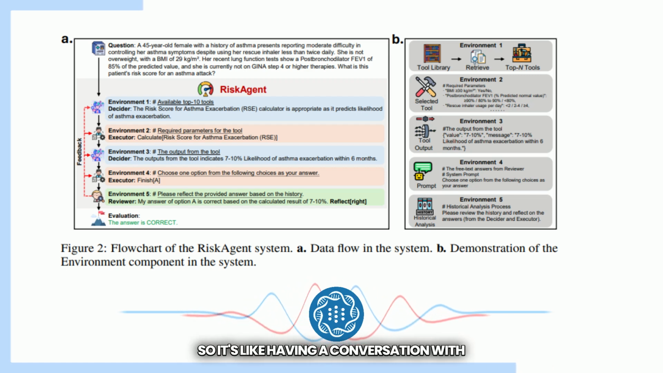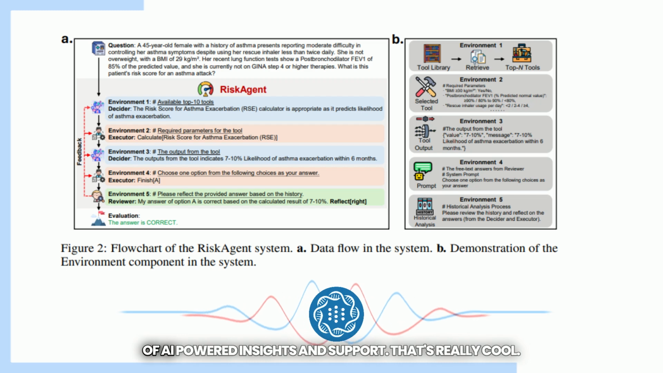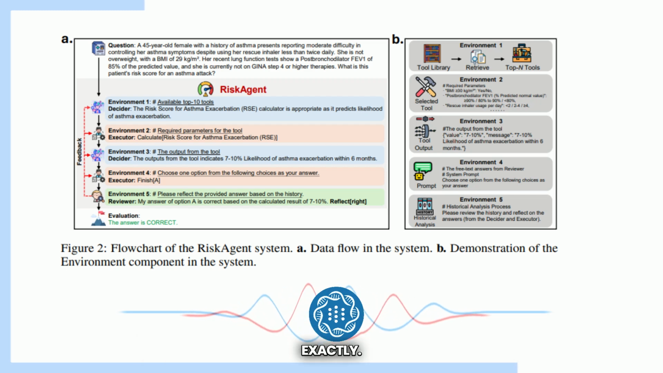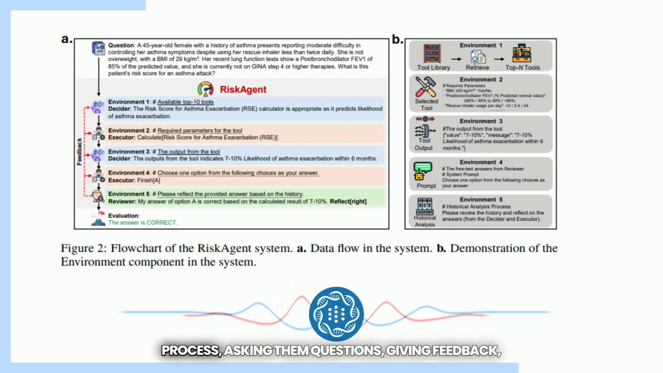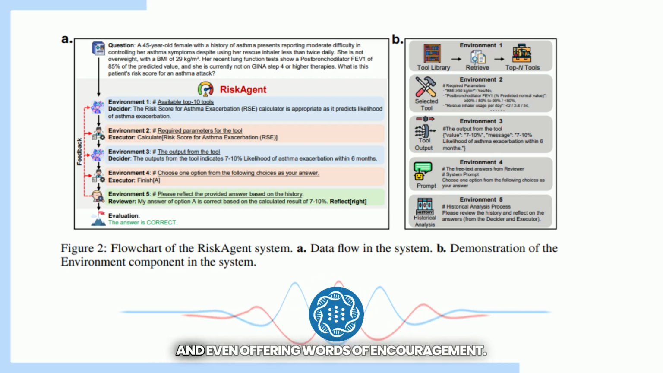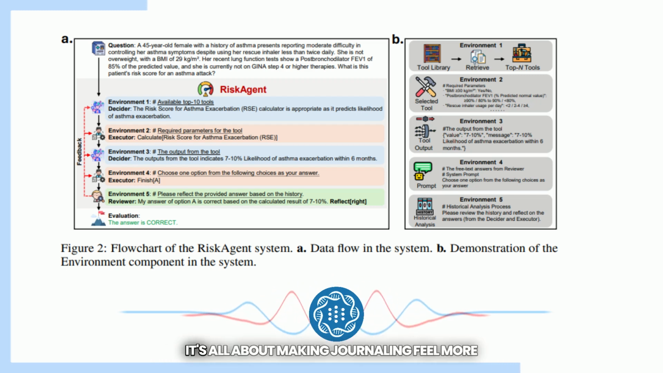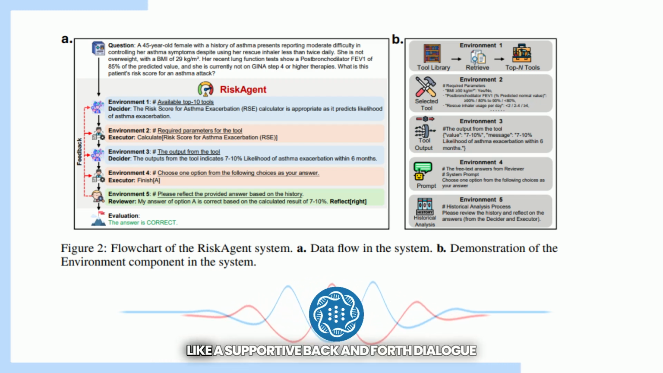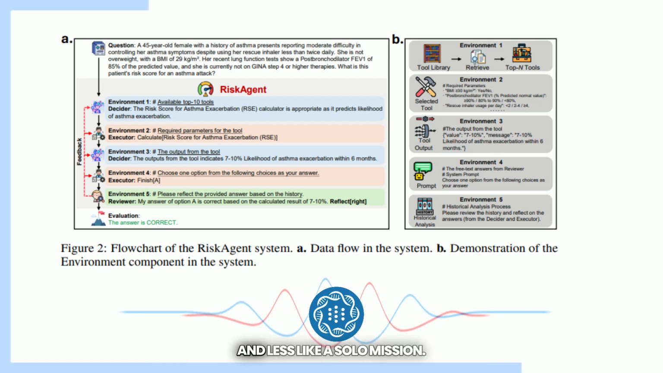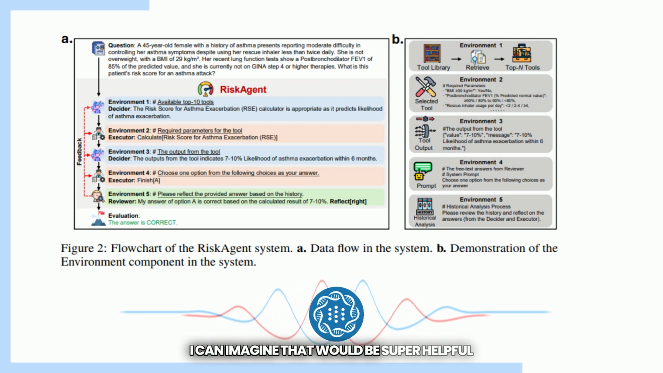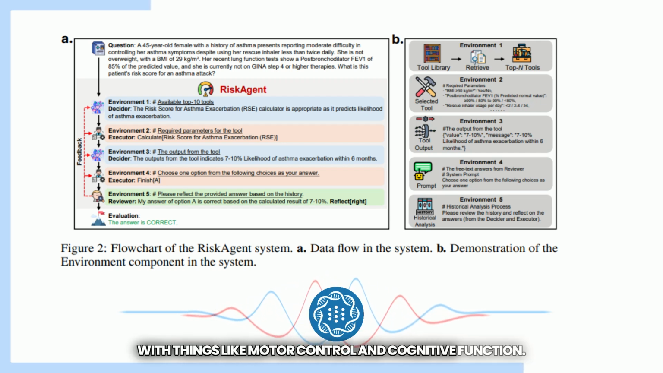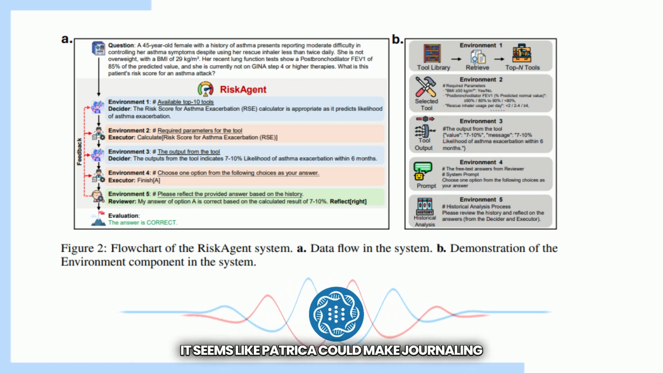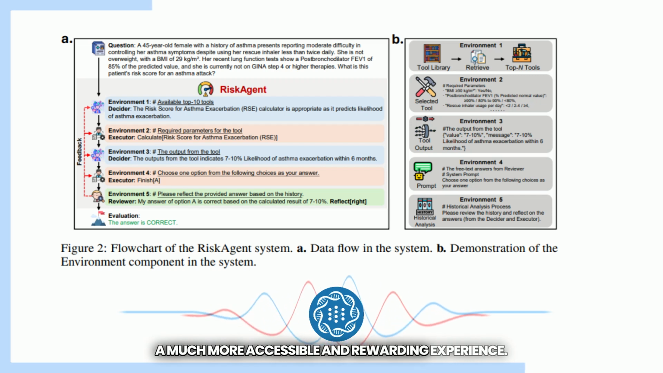So it's like having a conversation with your journal, but with the added bonus of AI-powered insights and support. That's really cool. Exactly. Patrika is like a virtual companion that guides users through the journaling process, asking them questions, giving feedback, and even offering words of encouragement. It's all about making journaling feel more like a supportive back-and-forth dialogue and less like a solo mission. I can imagine that would be super helpful for people with Parkinson's disease, who often struggle with things like motor control and cognitive function. It seems like Patrika could make journaling a much more accessible and rewarding experience.